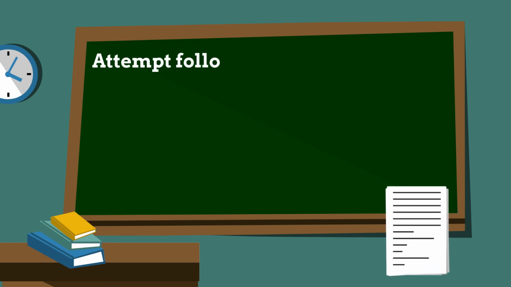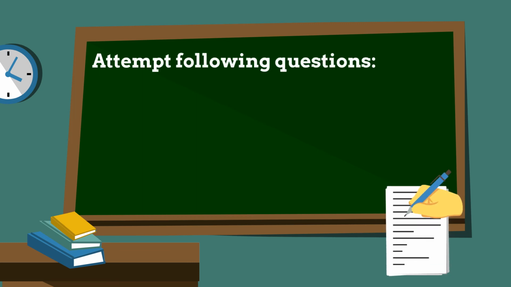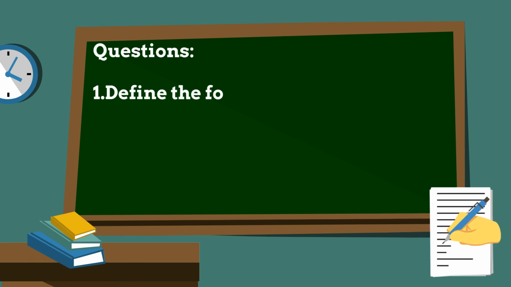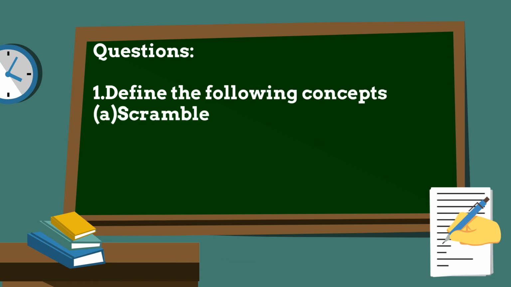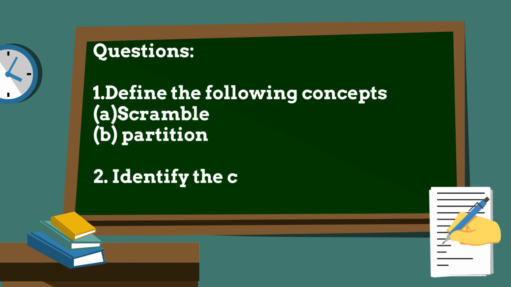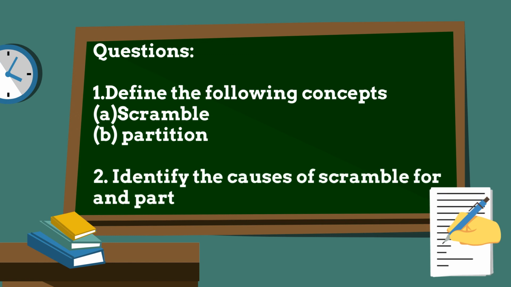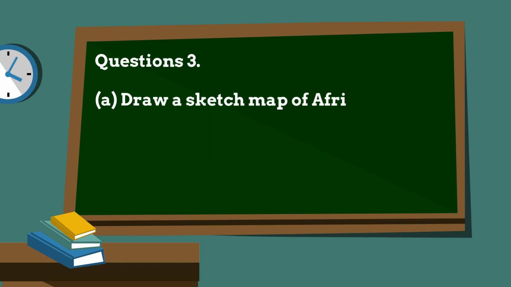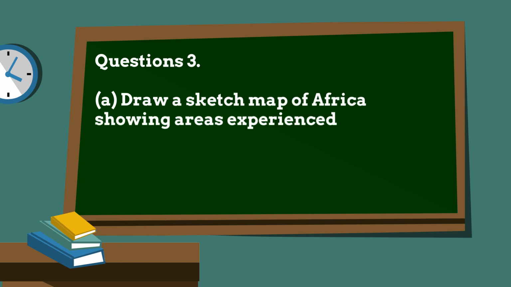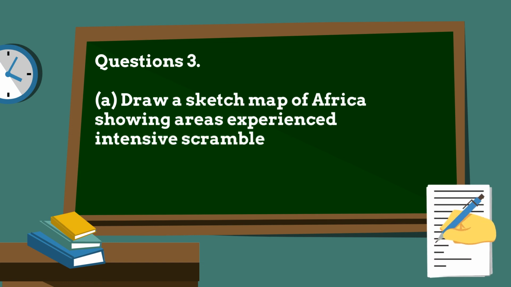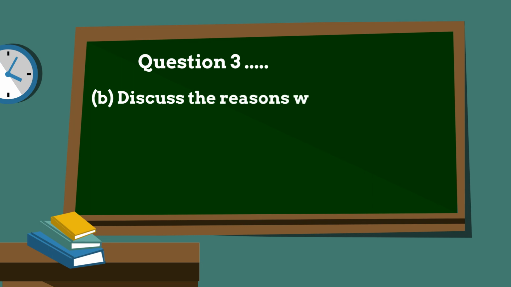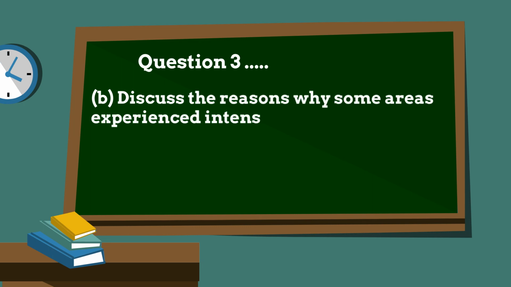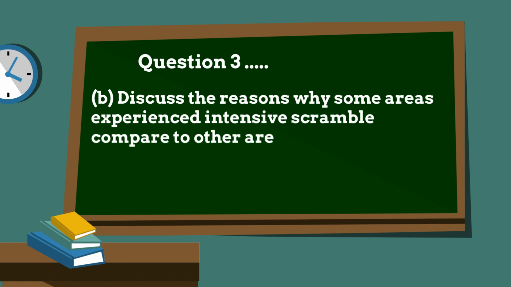Now attempt the following questions to test your knowledge and understanding of the topic discussed, the establishment of colonialism. Question 1. Define the following concepts: A. Scramble. B. Partition. Question 2. Identify the causes of Scramble for and Partition of Africa. Question 3. Draw a sketch map of Africa showing areas that experienced intensive scramble and tell me why. Discuss the reasons why some areas experienced intensive scramble compared to other areas of the African continent.